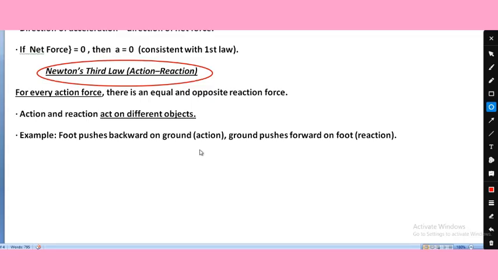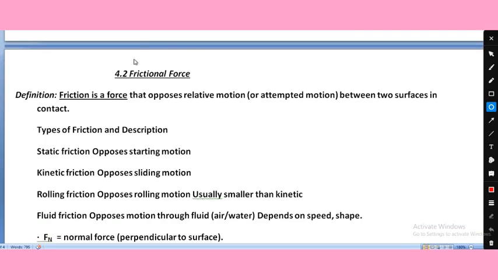A good example: the foot pushes backward on the ground. This is taken as the action force. The ground pushes forward on the foot. This is taken as the reaction force. This is Newton's third law. Now we come to frictional forces.